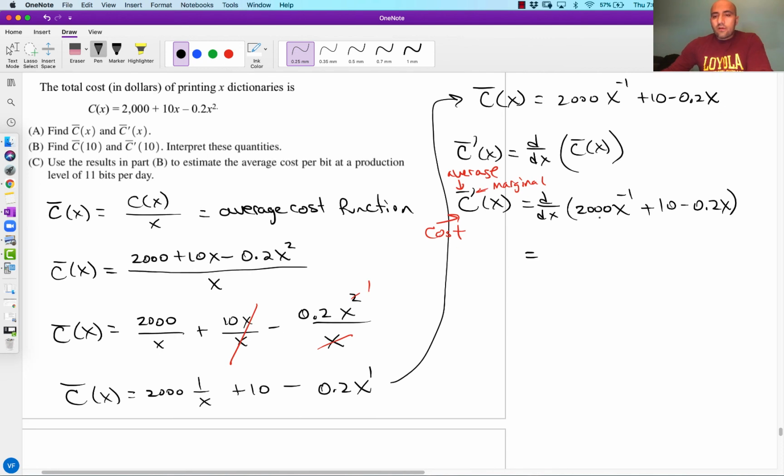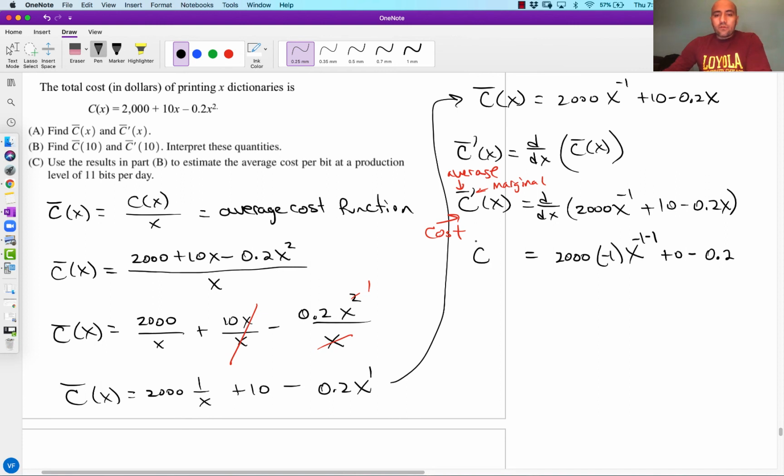So I'll take this one at a time here. This is going to be equal to 2,000 times negative 1 times x to the minus 1 minus 1. Right? That's how we use the power rule here. And then plus 0, and then plus 0 minus, and then this is just going to be 0.2, and we know that we bring down the 1, we put a 1 minus 1 in the exponent, so we know that that's just going to be that constant.